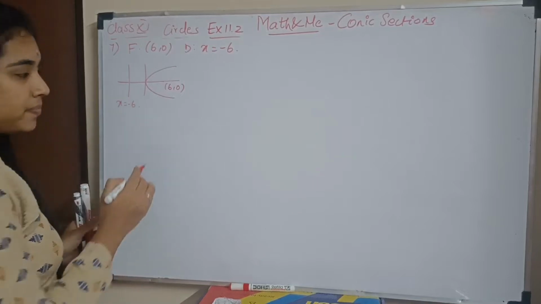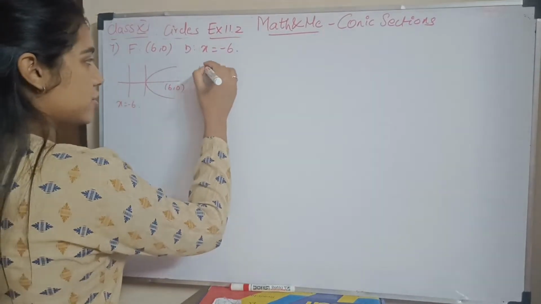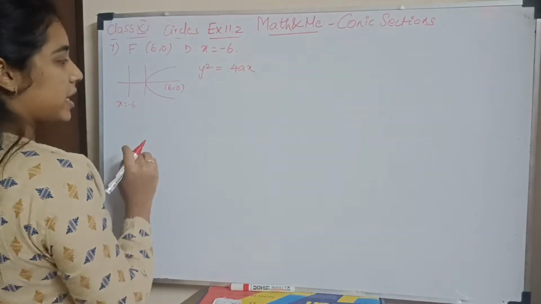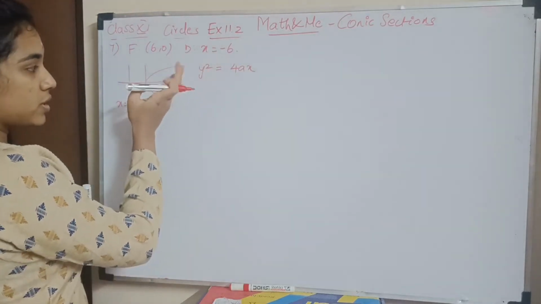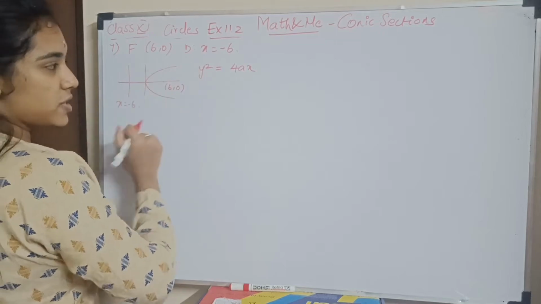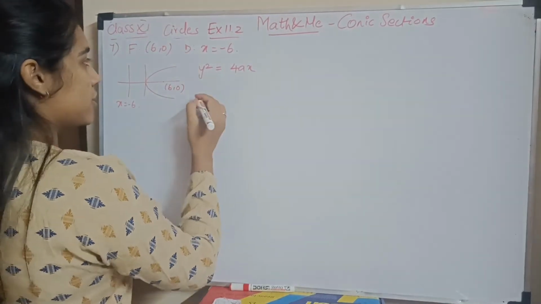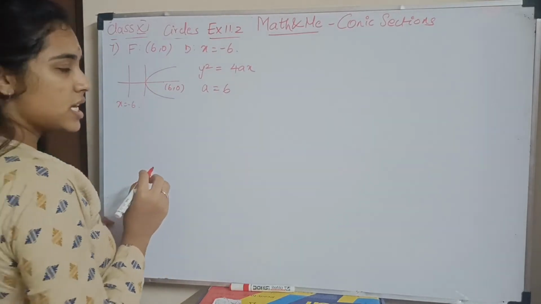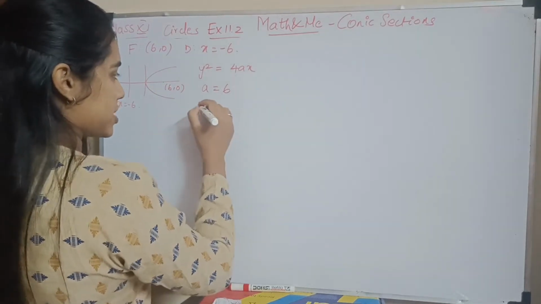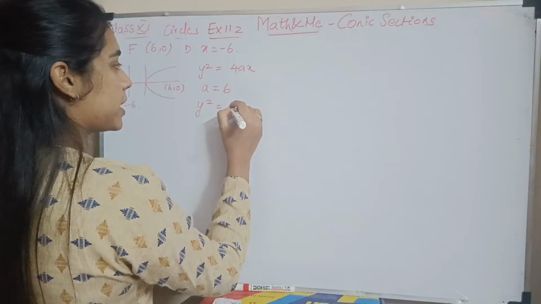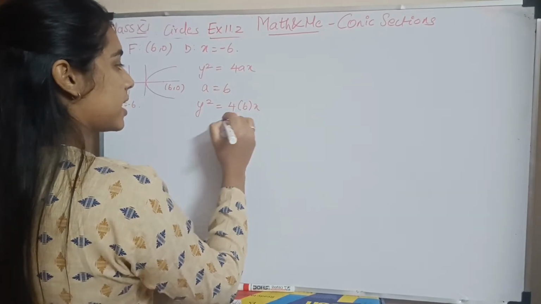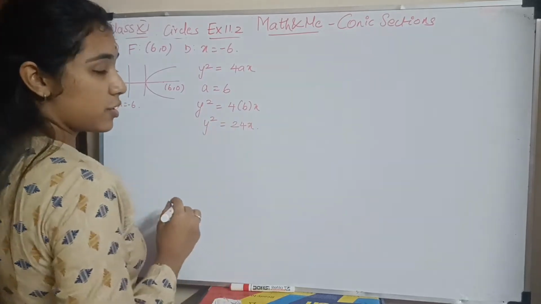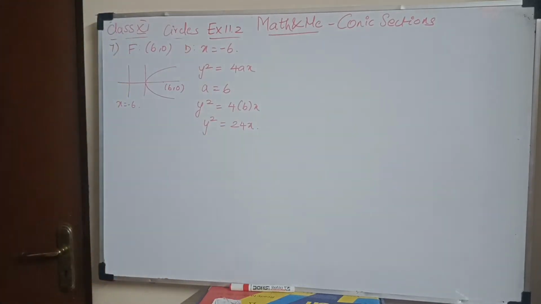So what is the equation? It is symmetric about the x-axis. So you will have y square equals plus or minus 4ax. It is to the right of the y-axis, positive side. So it's a plus. So what is your value of a? A is 6 because your focus is a comma 0, which is 6 comma 0. What does your equation look like? y square equals 4 times 6 times x. So it is y square equals 24x. That's the equation of your parabola. Okay.